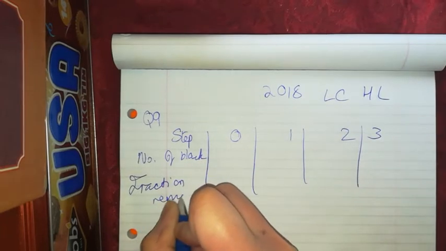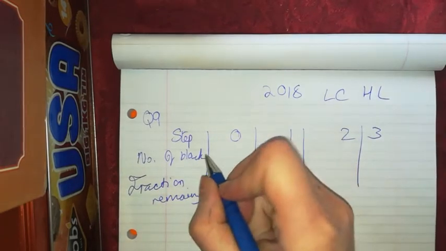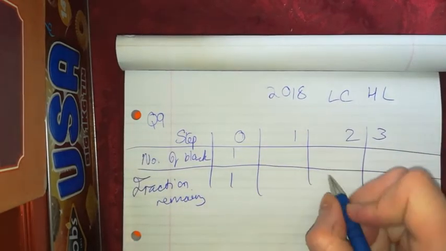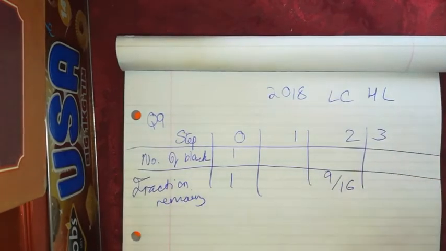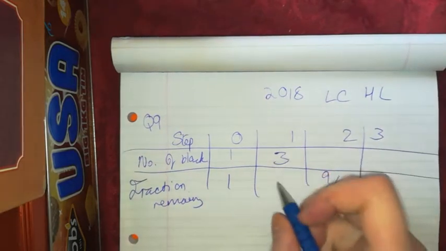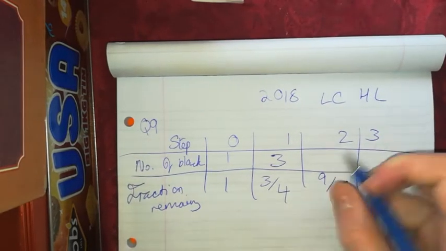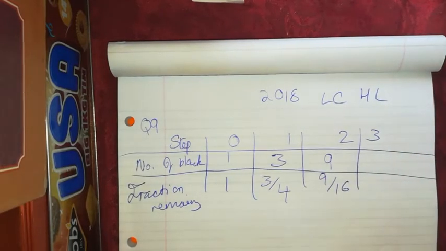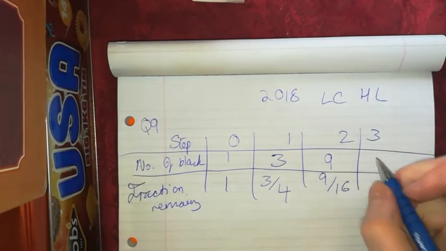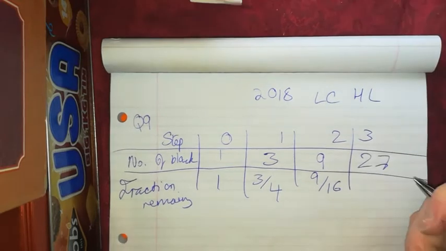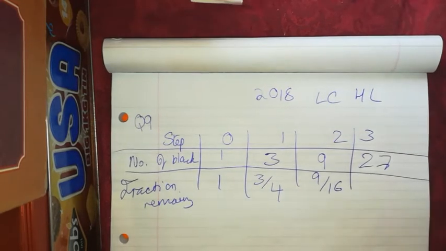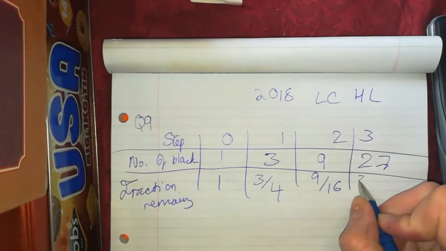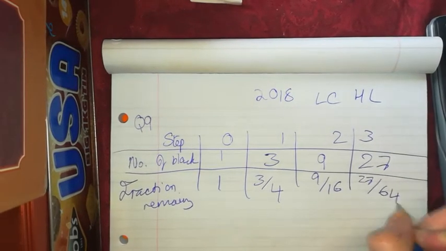So in the first one, the number of black triangles is 1. So the fraction remaining is 1. And then we're also told this. In the next one, the number of black triangles is 3 and the fraction is 3 over 4. Here the number of black triangles is 9. In the next one, it's 1, 2, 3, 4, 5, 6, 7, 8, 9. So 9 by 3 is 27. And then 1, 2, 3, 4 by 4 is 16. So 16 by 4. So the total number is going to be 27 over 64.